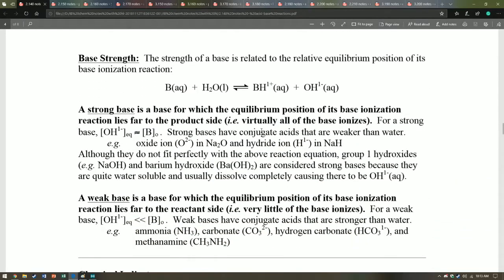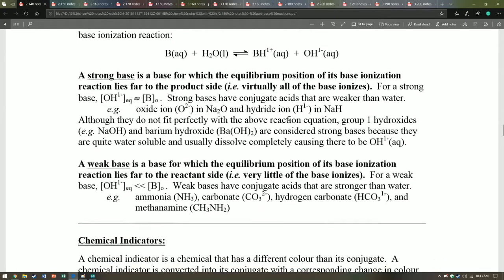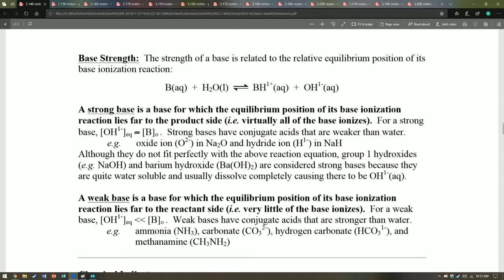Base strength: a strong base is one whose equilibrium lies far to the right side of the reaction, and a weak base is one whose equilibrium position lies to the very left side. It's basically the same thing as acid strength, but that's sort of it. I just said it more or less for the sake of repeating what I said and covering this content.